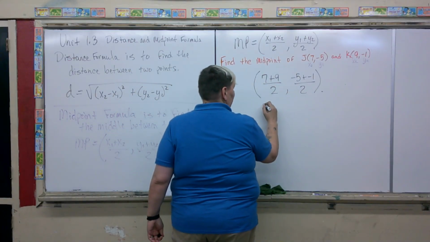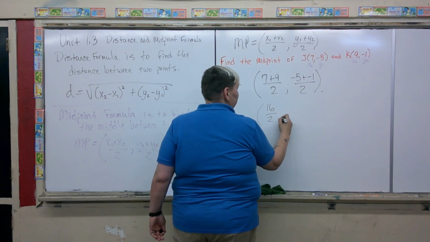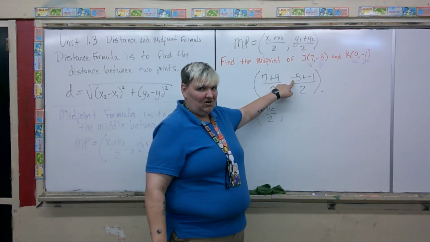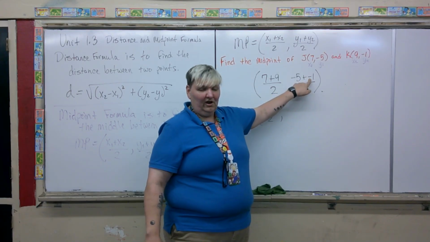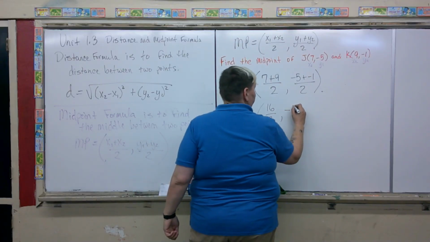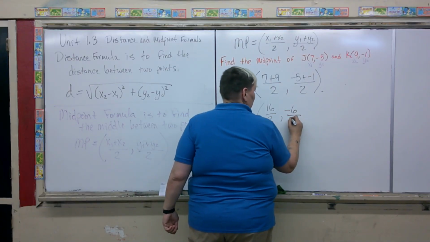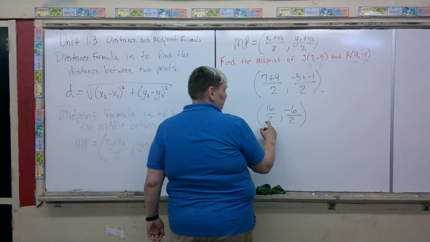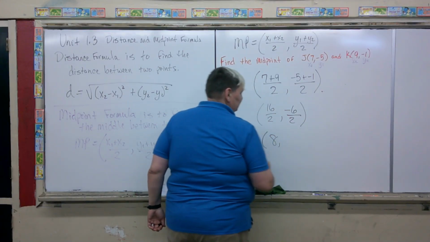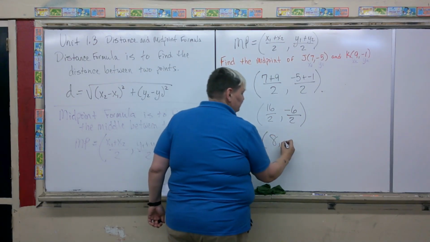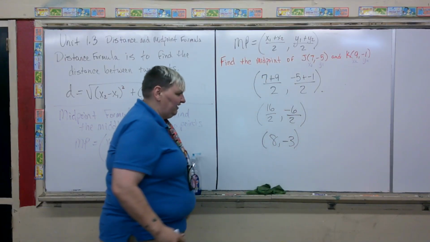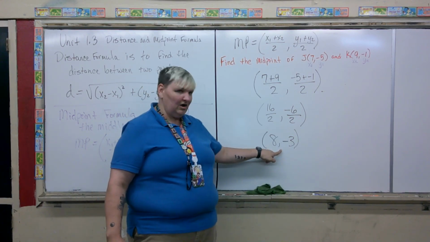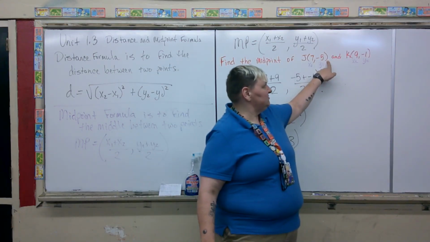7 plus 9, 16 divided by 2, negative 5 plus a negative 1. You spent $5, and you spent $1. How much did you spend in total? You spent $6. Follow it through. 16 divided by 2 is 8. Negative 6 divided by 2 is negative 3. It looks like coordinates because you followed the process. You kept the parentheses and the comma. This is the midpoint between this point and this point.